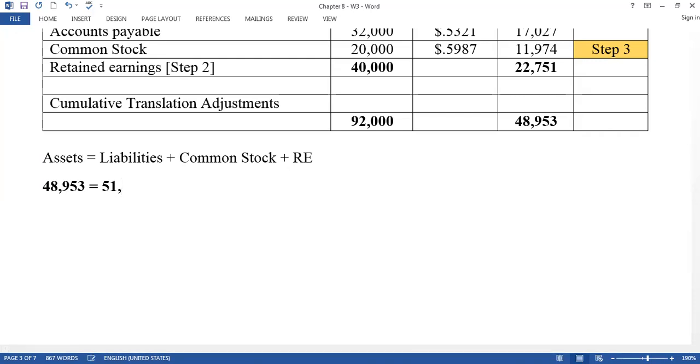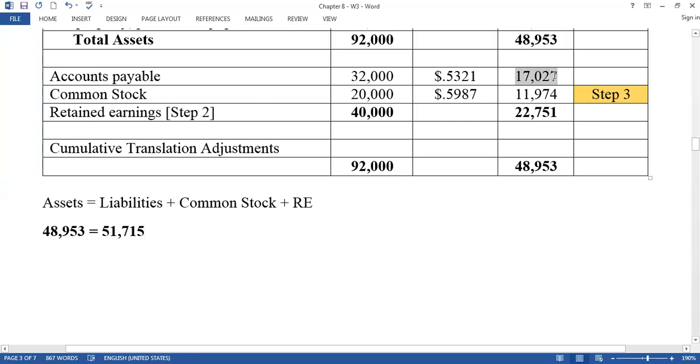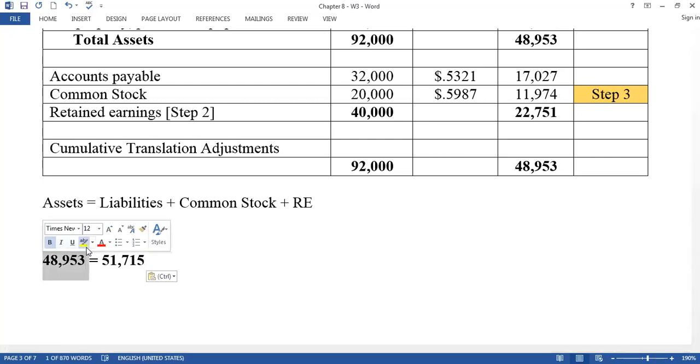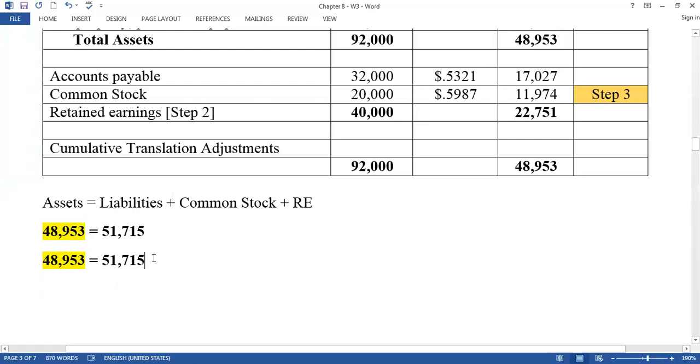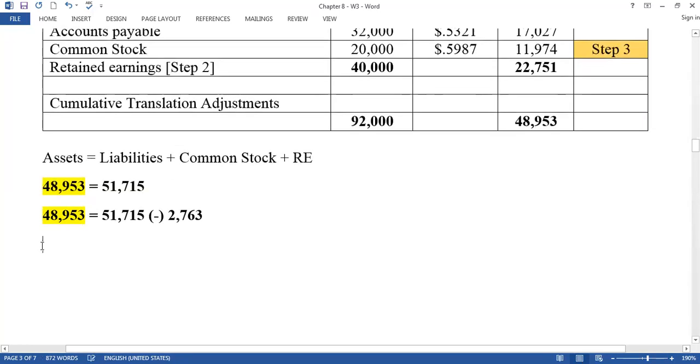If you add these three liabilities, common stock and equity, it is 51,715, right? So asset and liabilities are not equal here. If it is not equal, I told you that we have to keep our asset as it is. That means we cannot make any adjustment here. This is fixed. Now here we have to deduct 2763 dollar. So if we deduct this, then this is equal now.